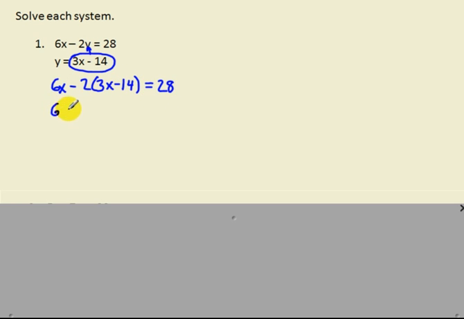Then we can apply the distributive property. We get 6x, and then negative 2 times 3x will give us negative 6x. Negative 2 times negative 14 is plus 28, and that equals 28. And then 6x minus 6x is 0. Those x's just drop right out, and we have 28 equals 28. So when you have two equations and you perform a substitution or an elimination step and you end up with a number equal to itself, this is a case where we have infinitely many solutions.